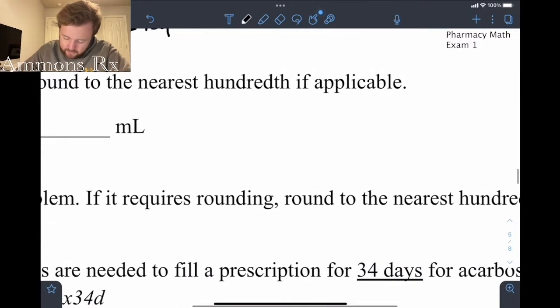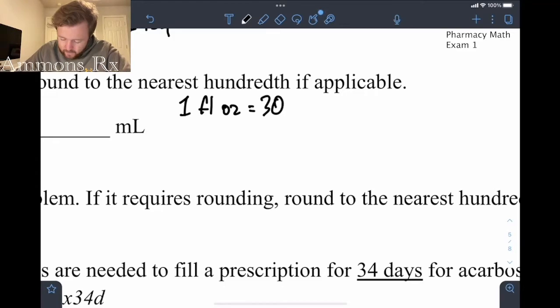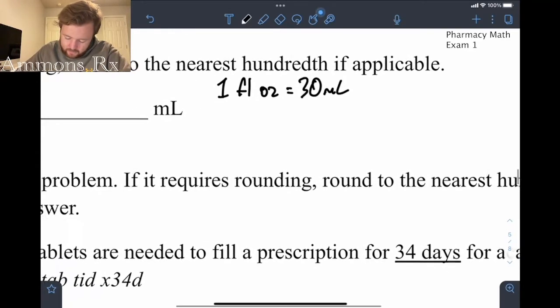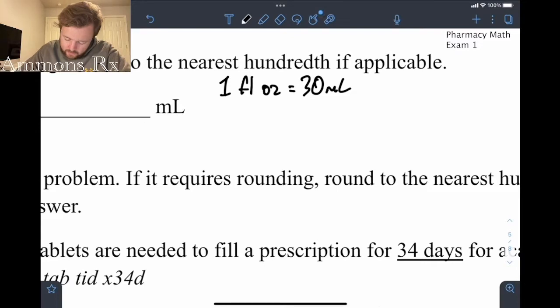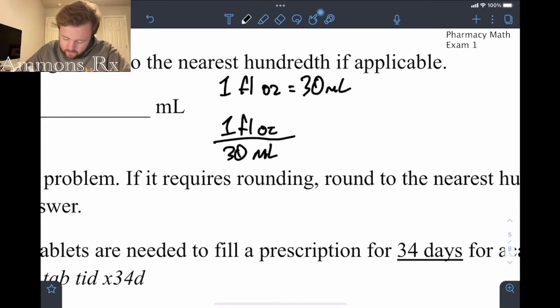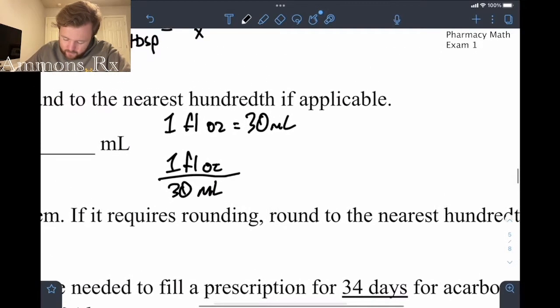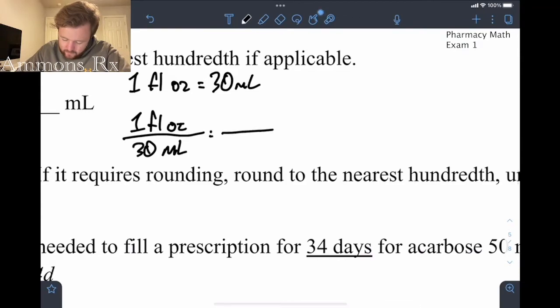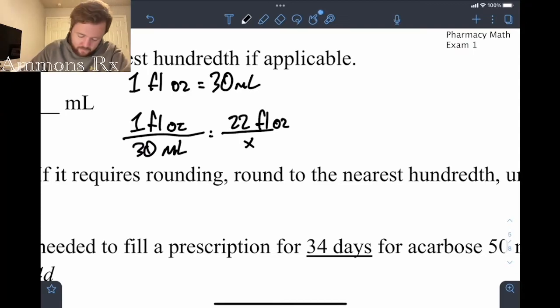22 ounces to mils. Once again, you remember that there is 30 mils in an ounce. So we have 1 over 30 mils, and then we have 22. 30 times 22 divided by 1 is 660.